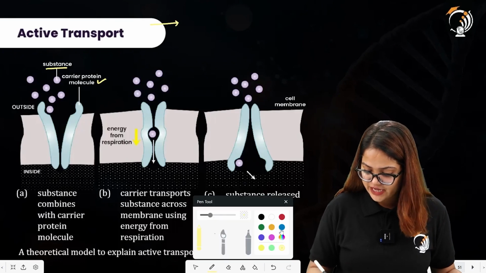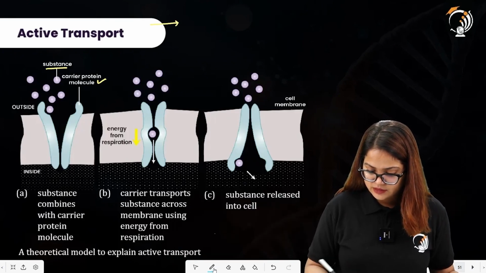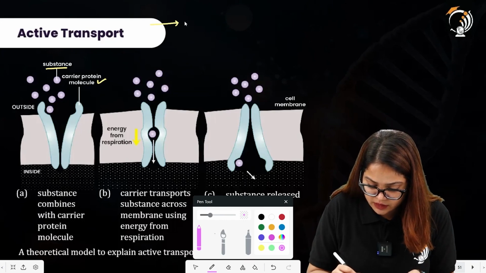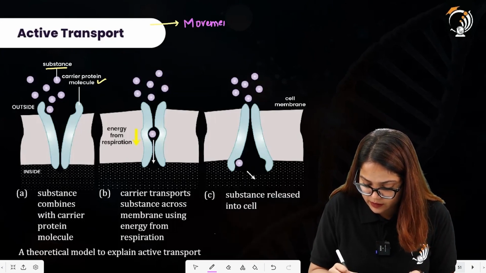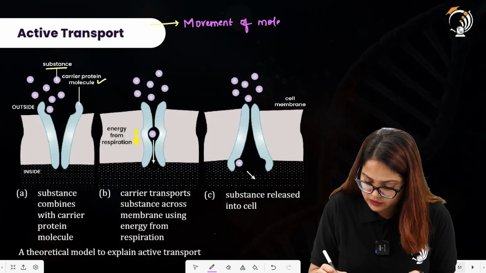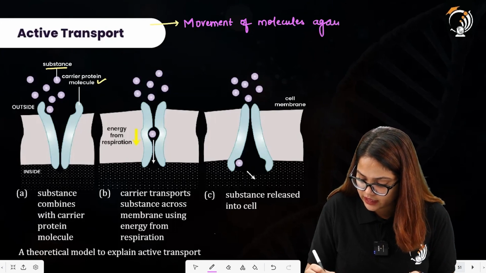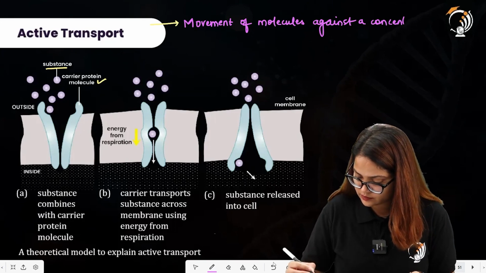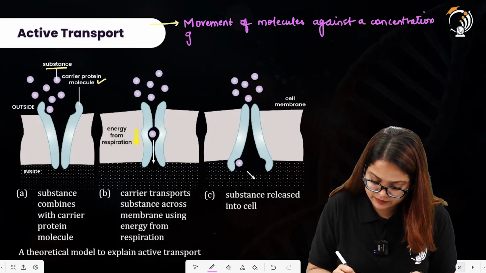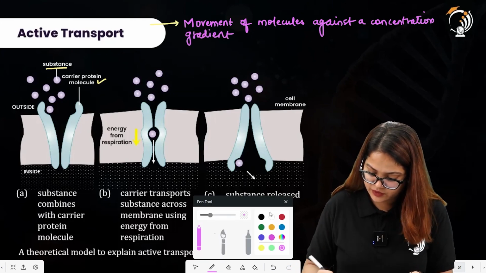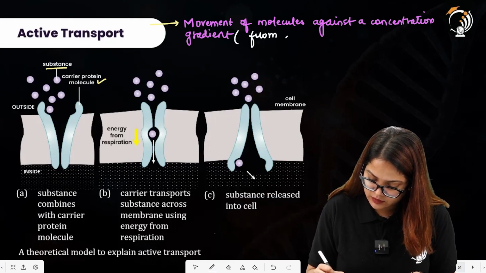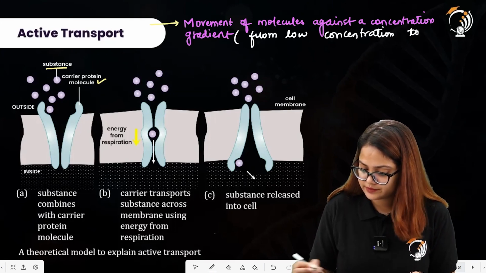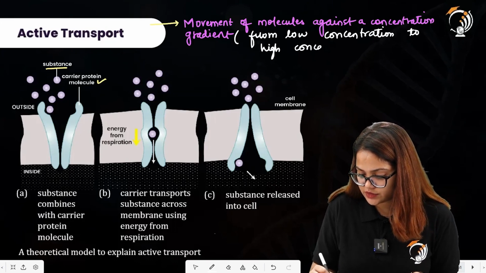So basically active transport is a type of transport in which you can say the movement of molecules against a concentration gradient, that is from low concentration to high concentration.